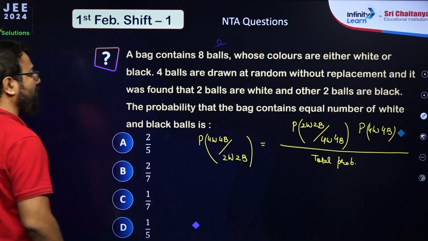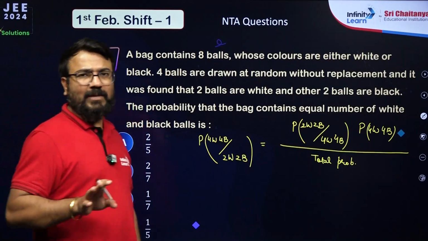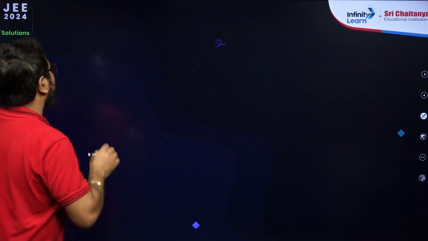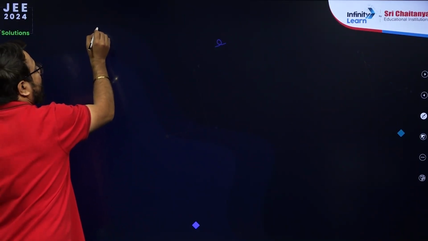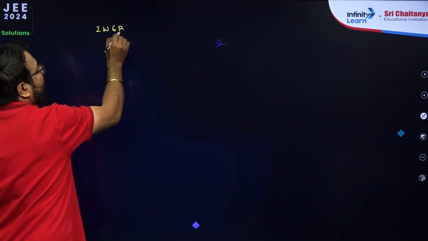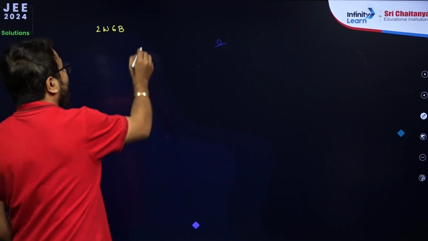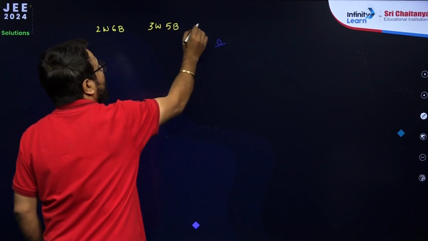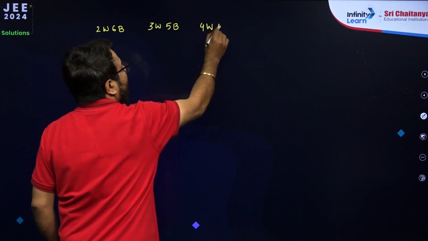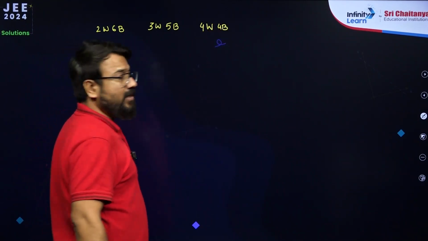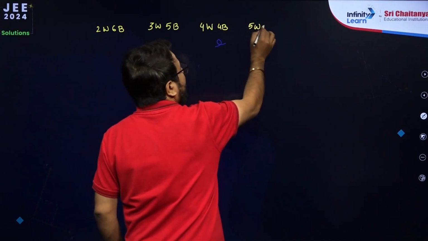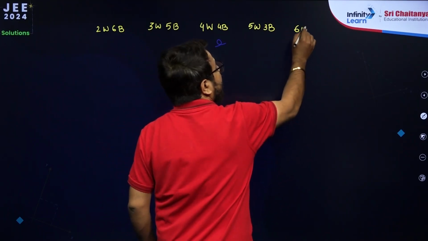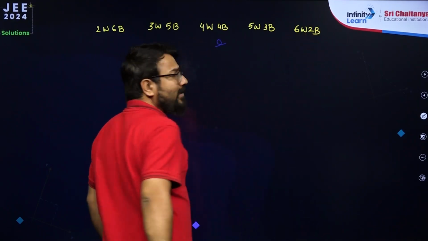Total probability means there are 5 situations being possible. Let me discuss those situations with you. The very first situation is the bag may contain 2 white and 6 black. The second situation is the bag may contain 3 white and 5 black. The third situation is 4 white, 4 black, the fourth situation is 5 white, 3 black, and the fifth situation is 6 white and 2 black. So these are the 5 possibilities.